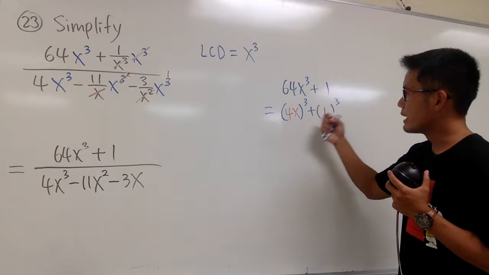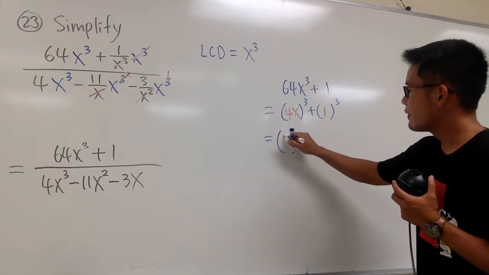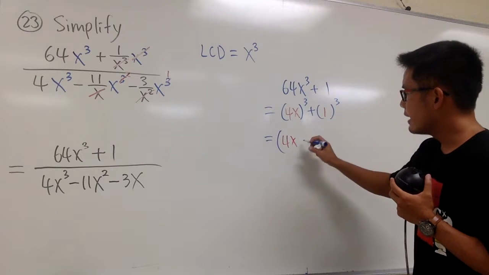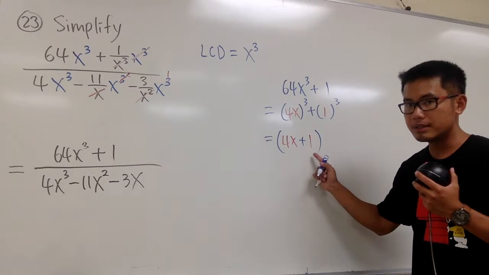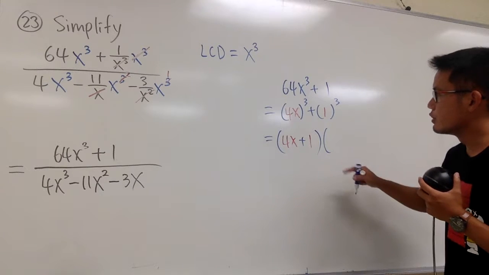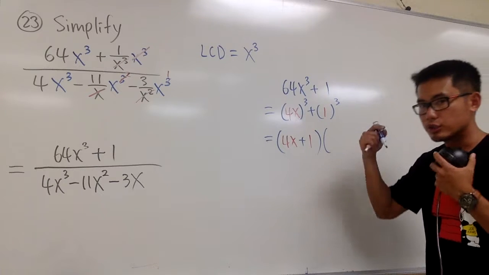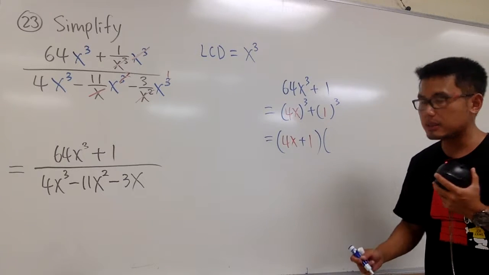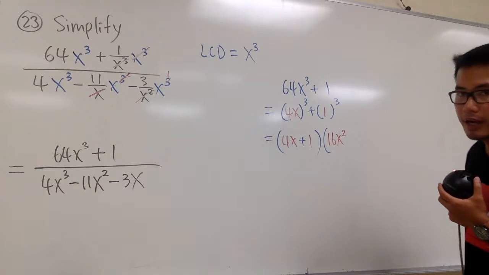The a to the third power plus b to the third power formula is going to tell me that we will first have 4x plus 1. This is the a plus b part. And then the second part is going to be, we take the a and square that. So 4x, you square the 4, you also square the x. So all in all, we get 16x squared, okay?